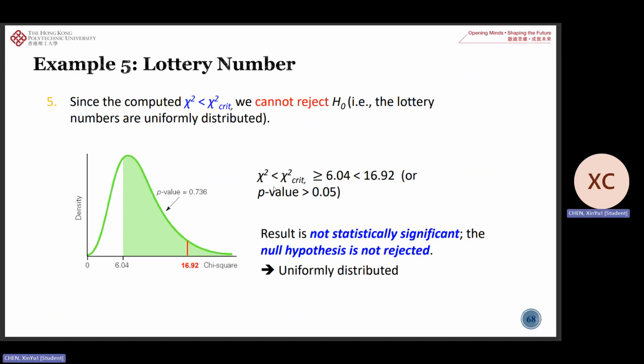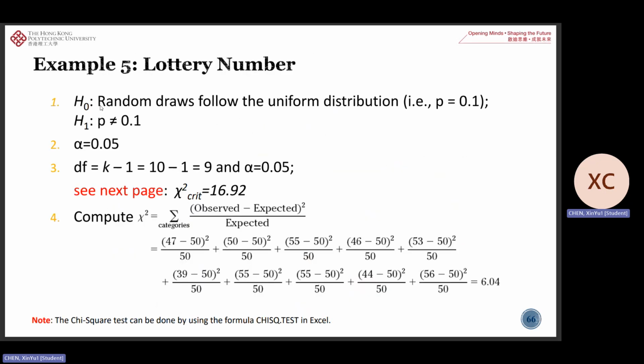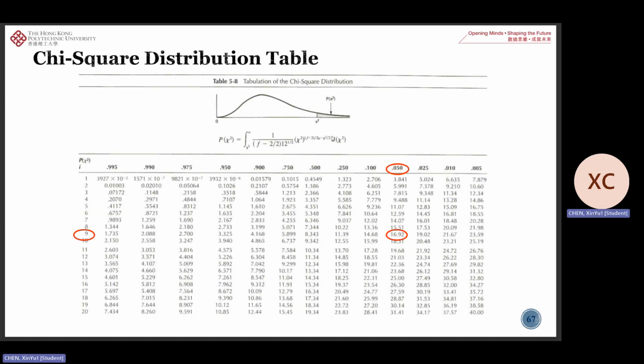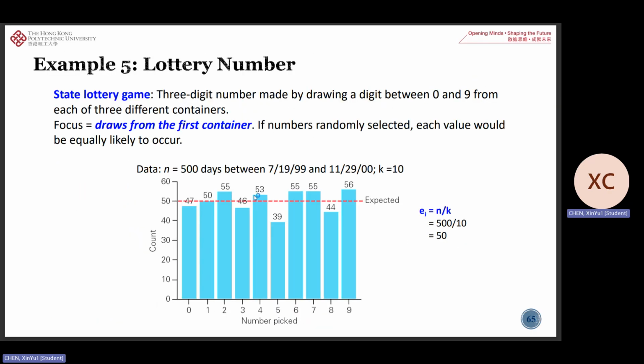And then here we can say 6.04 is lower than 16.92. So it means that we cannot reject the null hypothesis. It means that we cannot reject that the random draws follow a uniform distribution. So we can say this categorical distribution is statistically the same as the uniform distribution at the 95% significance level.